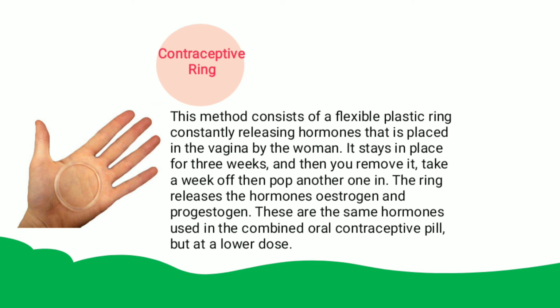Next is the contraceptive ring. This method consists of a flexible plastic ring constantly releasing hormones that is placed in the vagina by the woman. It stays in place for 3 weeks and then you remove it. Take a week off, then pop another one in. The ring releases the hormones estrogen and progesterone. These are the same hormones used in the combined oral contraceptive pill, but at a lower dose.